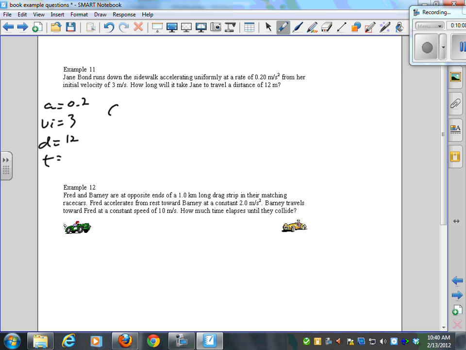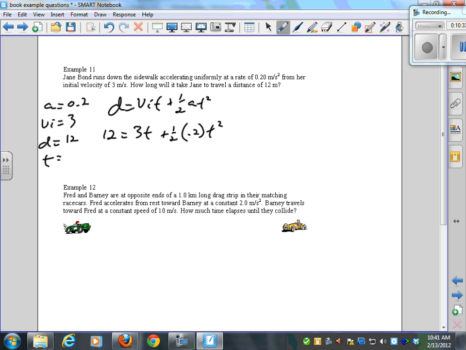I almost never remember that. D equals VI t plus 1/2 a t squared. Okay, so it's going to be 12. Now what's the initial velocity? In this case, unlike the one with the airbag, there is an initial velocity. So it's going to be 3t plus 1/2 of 0.2 t squared.